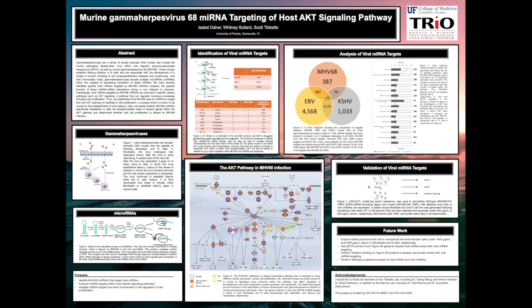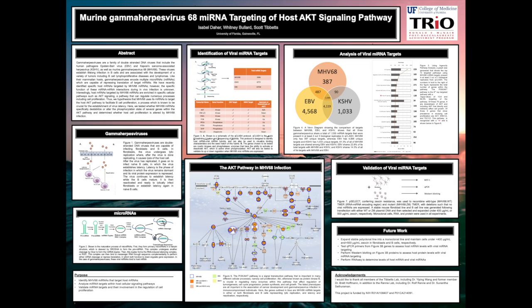Knowing we wanted to look at the AKT pathway, we looked at specific genes within this pathway and then looked at other genes that specifically affect AKT stability and activation. Here they're mostly kinases or phosphatases. When I analyzed all of our targets across MHV68, EBV, and KSHV, I found that over 1,500 of them are shared among all three viruses.